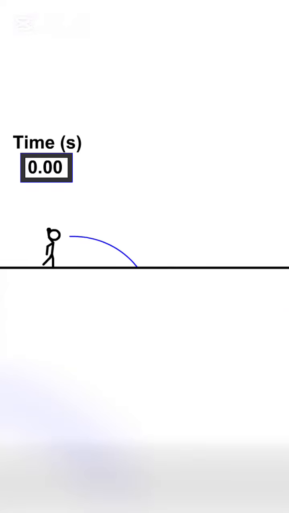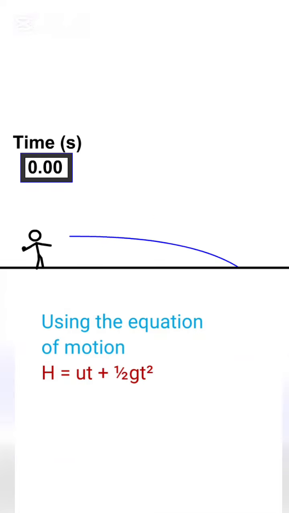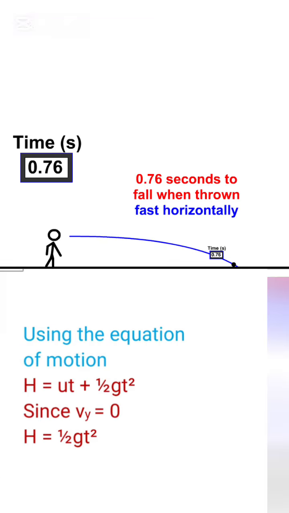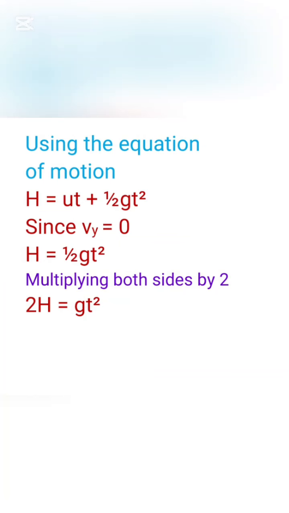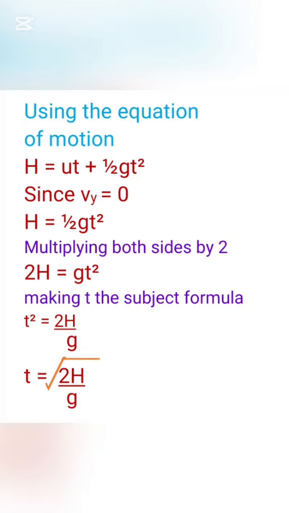The time of flight can be found using the equation of motion h is equal to ut plus half gt squared. Since uy is equal to 0, h is equal to half gt squared. Multiplying both sides by 2 to get a linear equation, 2h is equal to gt squared, making t the subject of the formula. t squared is equal to 2h over g. t is equal to the square root of 2h over g.